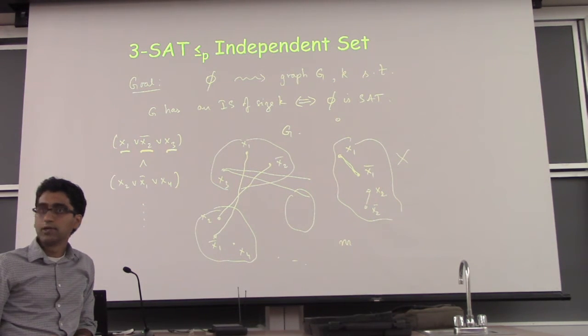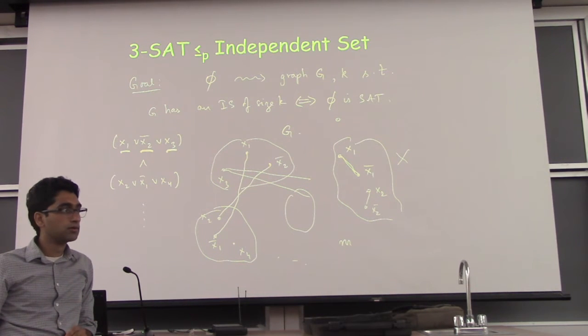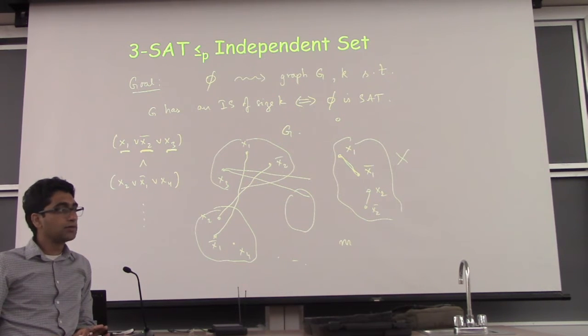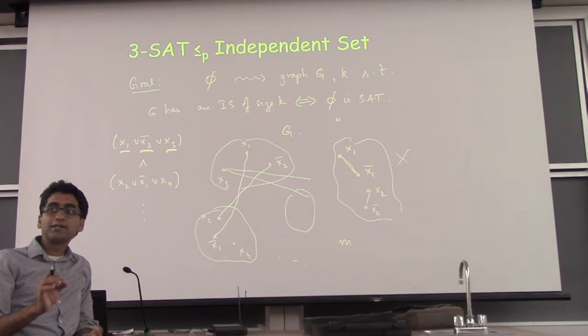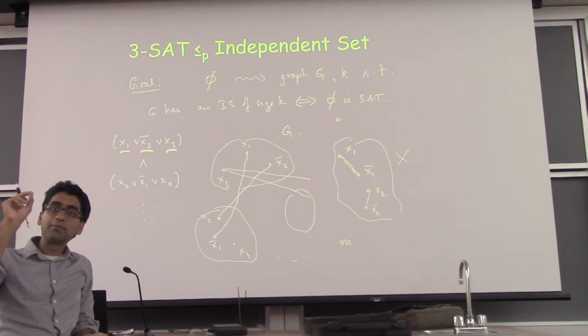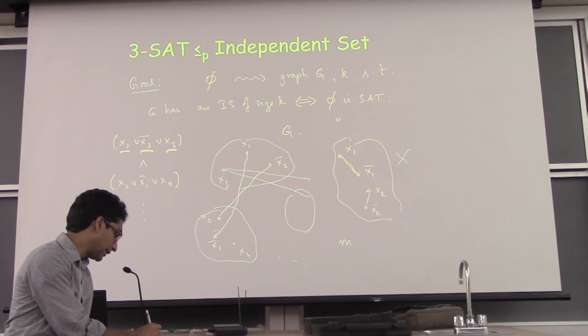So does everybody see why? You said all those reference to I and it will satisfy. Yeah, so basically the fact that it's an independent set means that you could never have picked a variable and its complement.